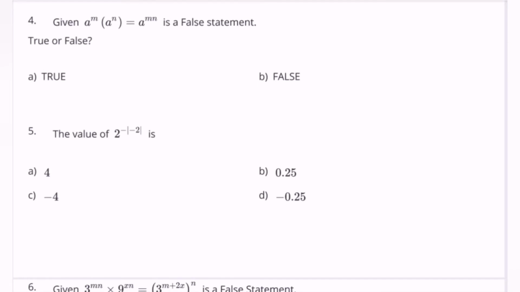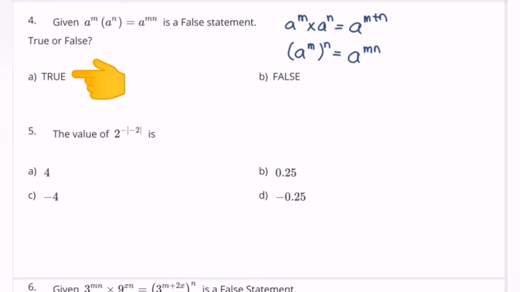By referring to question number 4, given a to the power of m multiplied with a to the power of n equals a to the power of mn is a false statement. Kindly refer to the left hand side where we have the multiplying indices. So it equals a to the power of m plus n. Next, refer to the right hand side where we have the law of raising a power to a power. A to the power of m, bracket, n, equals a to the power of mn. So given the situation is a false statement, the answer is true because it is not equal.